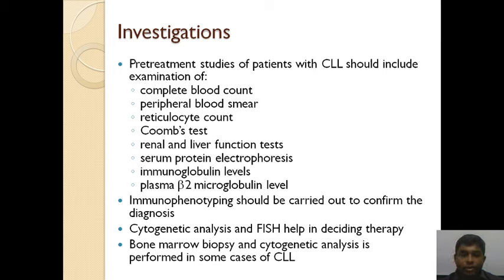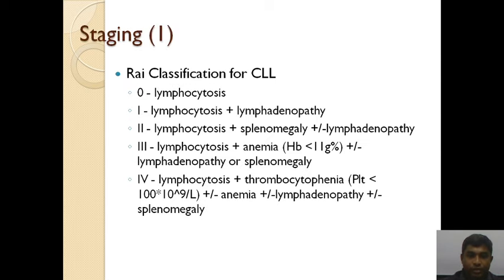Immunophenotyping or flow cytometry is done to confirm the diagnosis. Mainly we look at CD5 positivity in the B cells, and cytogenetics and FISH can help in knowing the classical cytogenetic abnormalities associated, and also help us in guiding therapy. And bone marrow biopsy and aspirate can be useful for cytogenetic analysis. Staging of CLL is important.